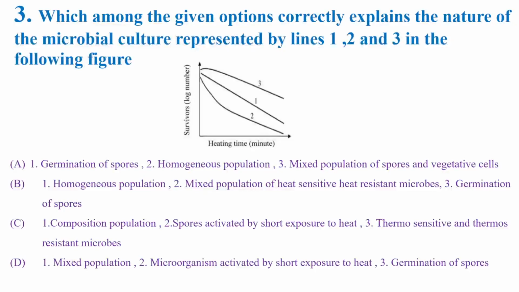So over here my correct option will be option number B, that is first line is the homogeneous population, second is the mixed population of heat sensitive as well as heat resistant microbes, and third one is for the germination of spores. So my correct option is option number B.